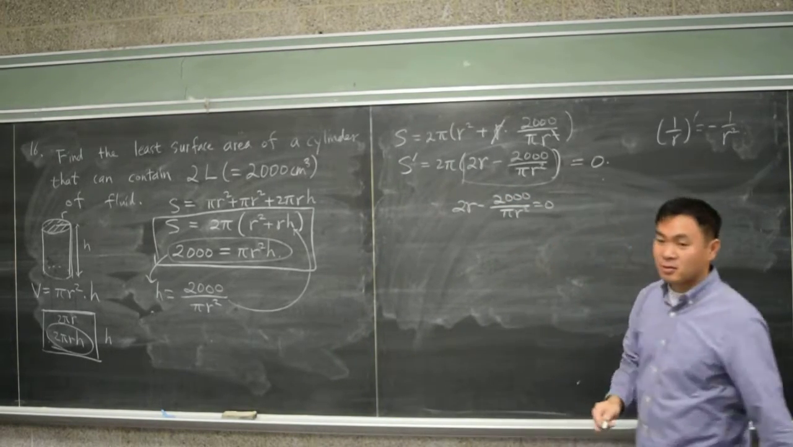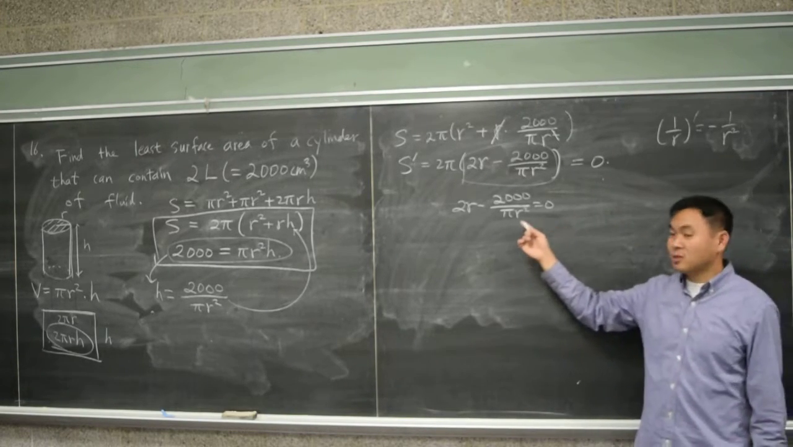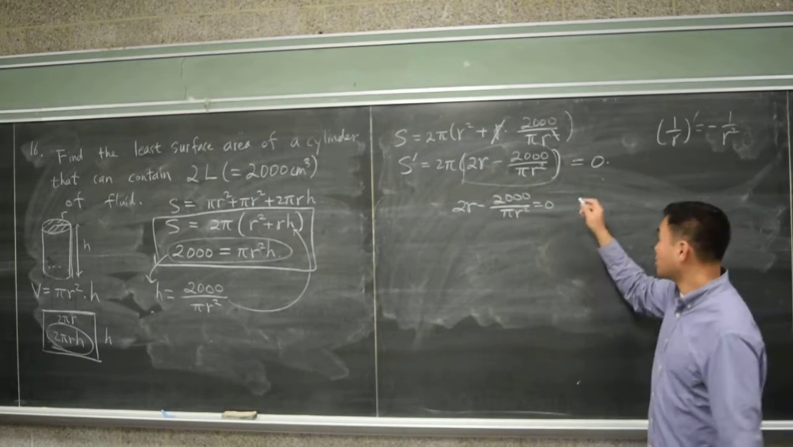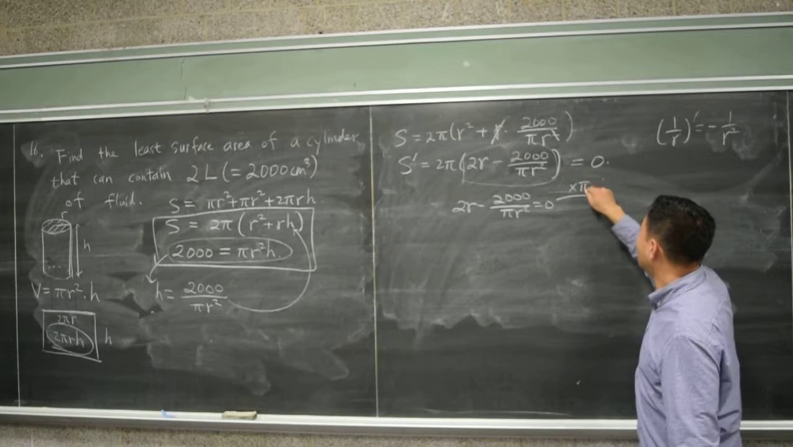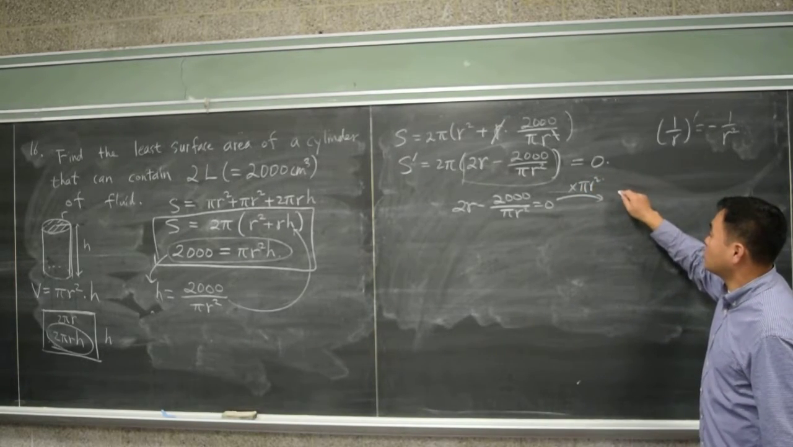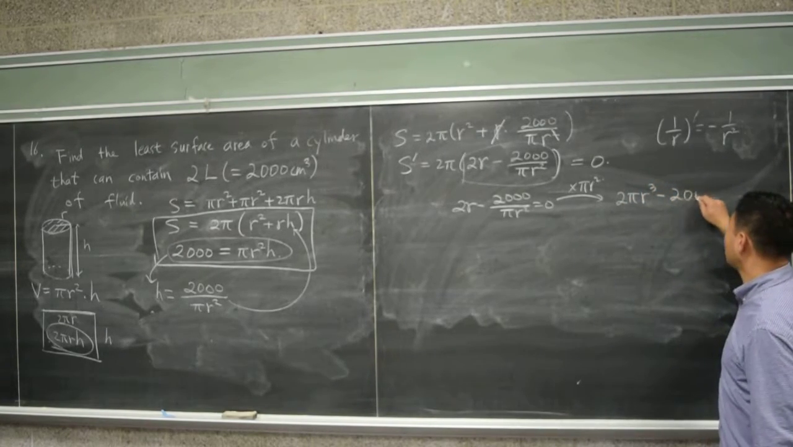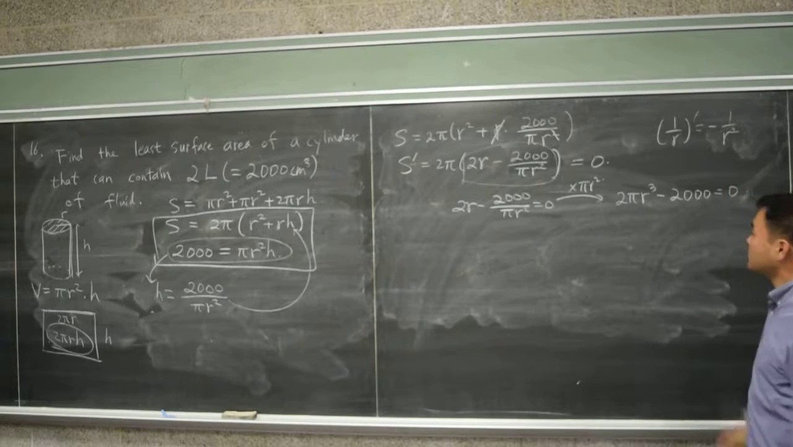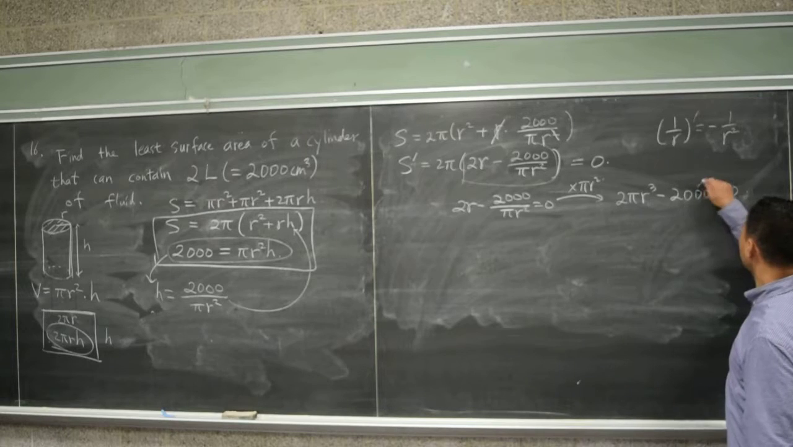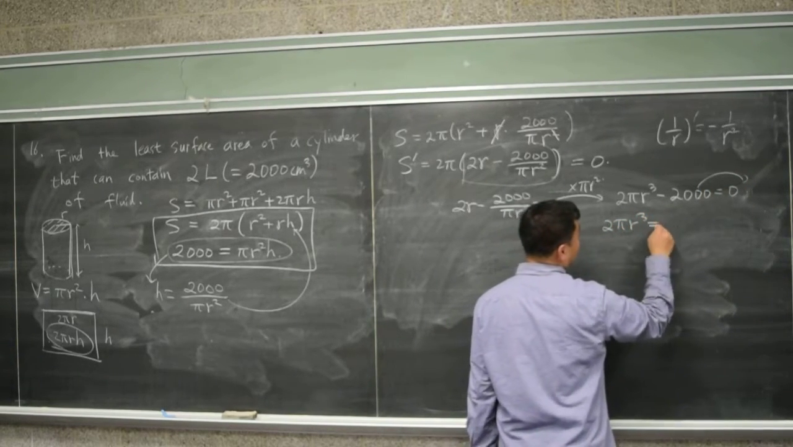And you have a fraction, so what should we do? Multiply by the denominator, which is pi r squared. So I'm going to multiply by pi r squared, and that gives you 2 pi r cubed minus 2,000 equal to 0. And then you move this to the other side. 2 pi r cubed is 2,000.